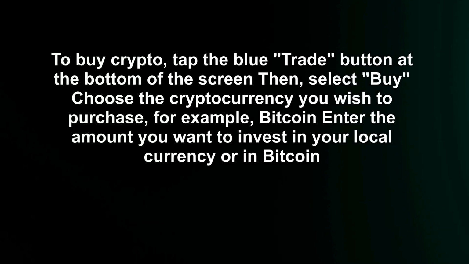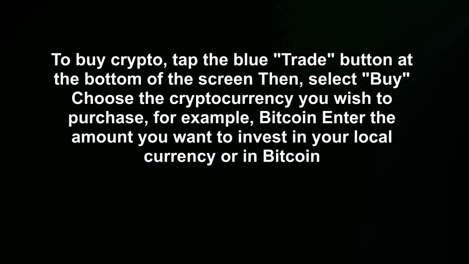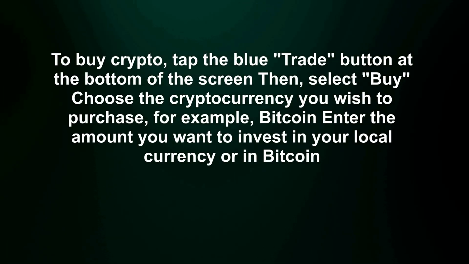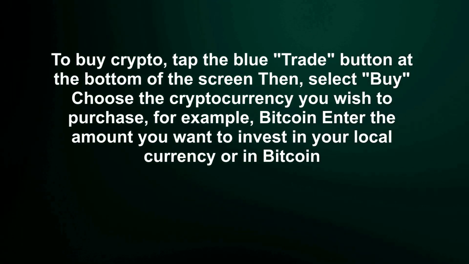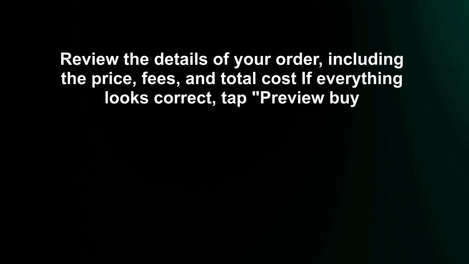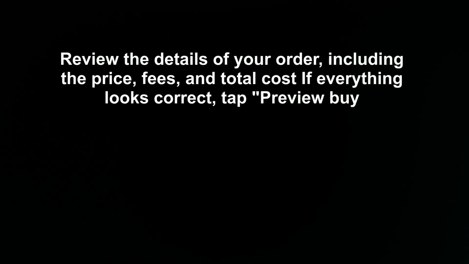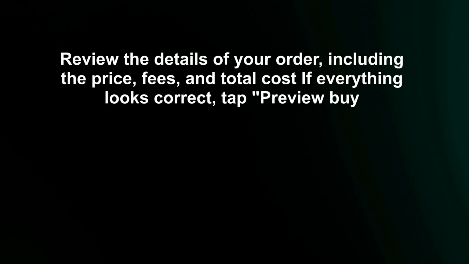To buy crypto, tap the blue trade button at the bottom of the screen, then select buy. Choose the cryptocurrency you wish to purchase, for example, Bitcoin. Enter the amount you want to invest in your local currency or in Bitcoin. Review the details of your order, including the price, fees, and total cost. If everything looks correct, tap preview buy.